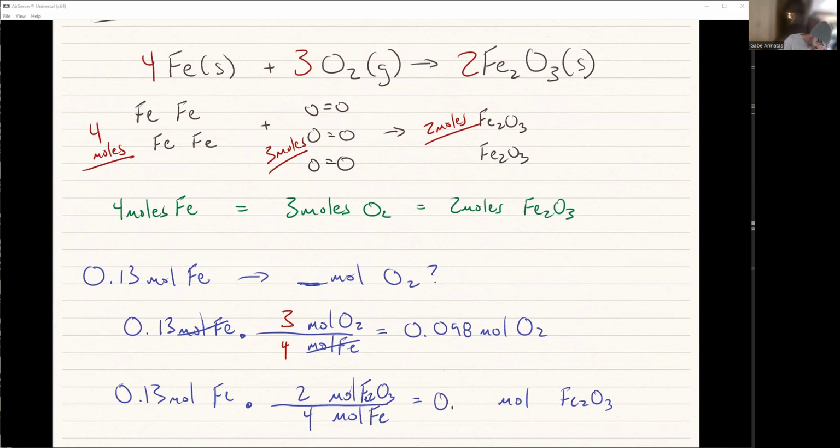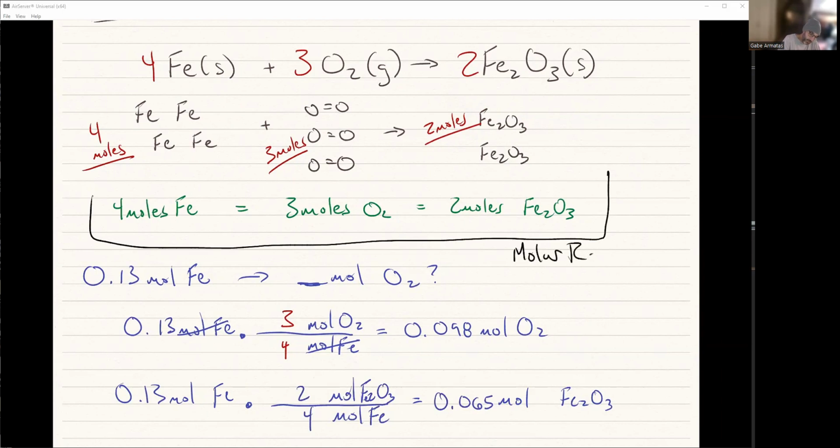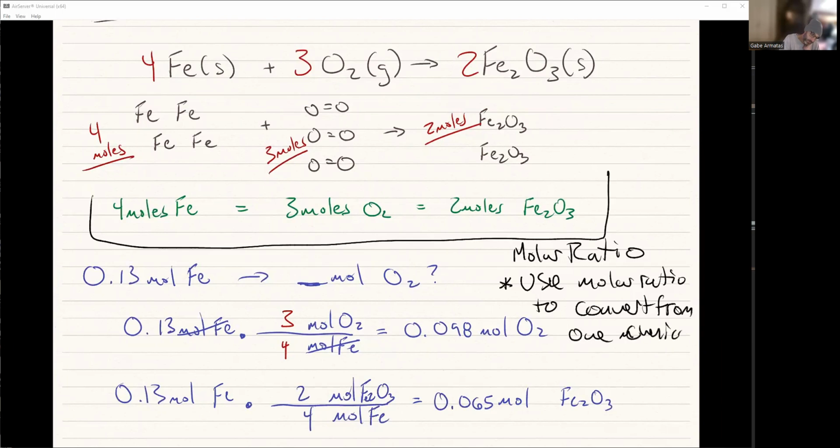0.052, 0.052, right? Yeah, 0.052, 0.13, 2, yeah. Oh, 0.065, sorry, my math. All right. There we go, 0.065 moles of Fe2O3. So again, what we have just done is we call this right here molar ratio. So it's the molar ratio from the balanced chemical equation. We always use molar ratio to convert from one chemical to another.